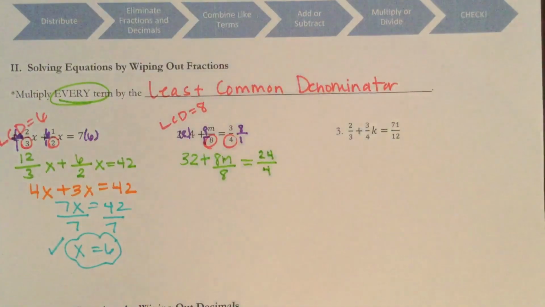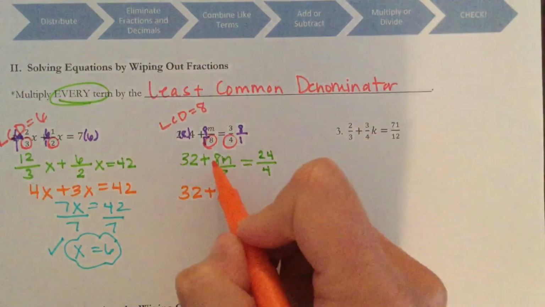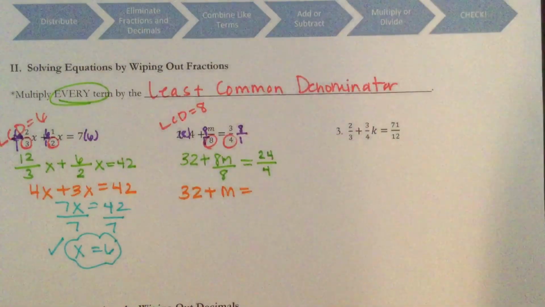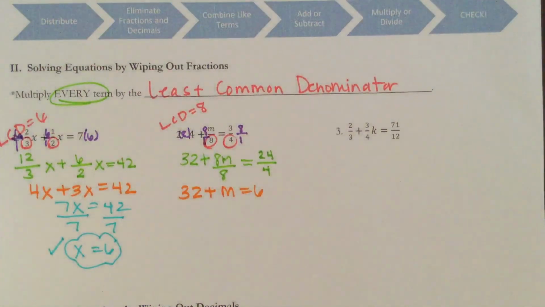Again, if we have done this correctly, we should see that our fractions will eliminate. We can simplify. We have 32 here. 8 divided by 8 simply gives me 1m. And 24 divided by 4 gives me 6. I now have a simple one-step problem.